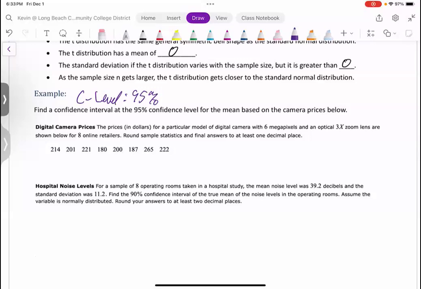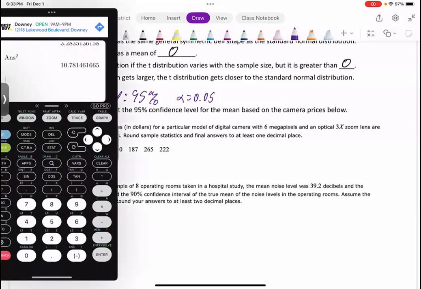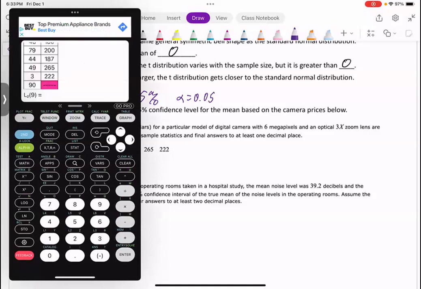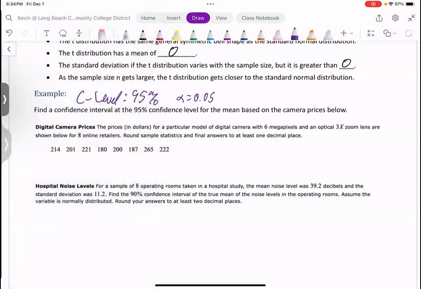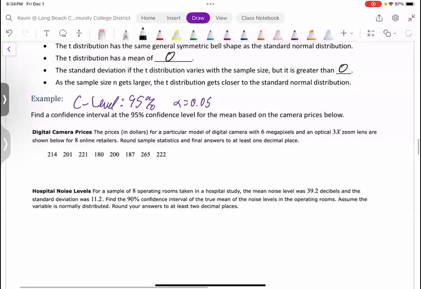And to be clear, this means that alpha is 0.5. And before we start getting into all of that, this data that you see here, I have already loaded into my list 2. You can see it there, with the 222 and so on. So you may need to pause the video to put that into your list, but mine is going to be in list 2. And what we are going to be running in this case is a t interval.